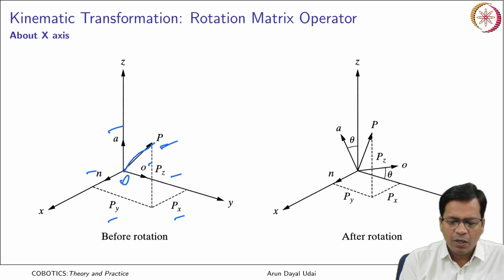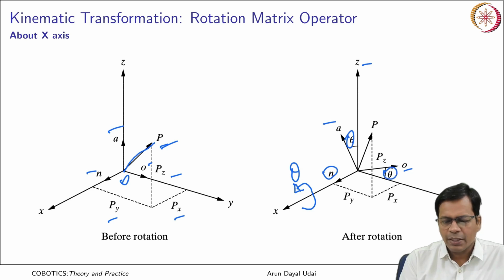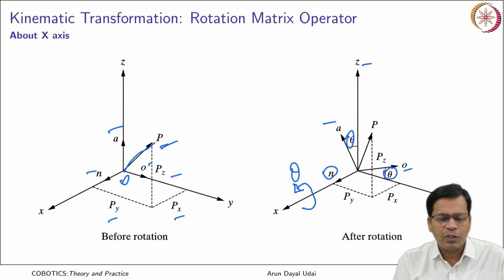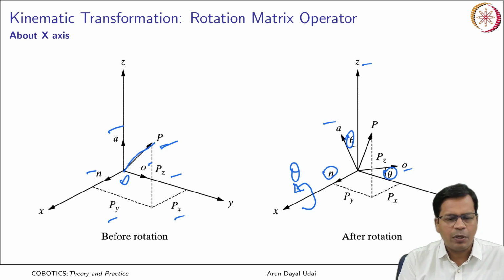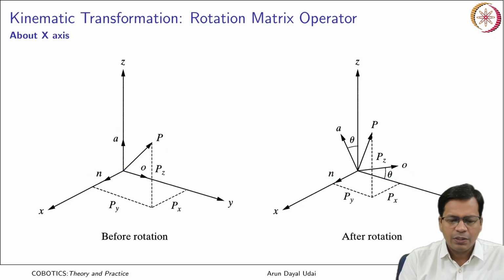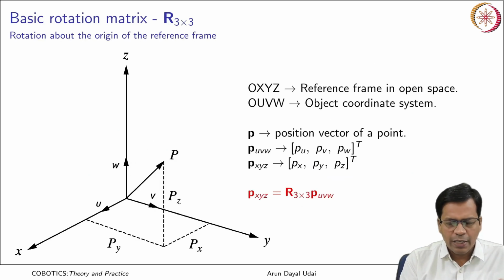If it is rotated about the x axis by a certain angle theta, N remains where it was, but O comes out of the axis y, and similarly A comes out of the axis z by the same angle theta. So this is how it will look once it is rotated about the x axis. We are looking for a transformation matrix which can actually do that.